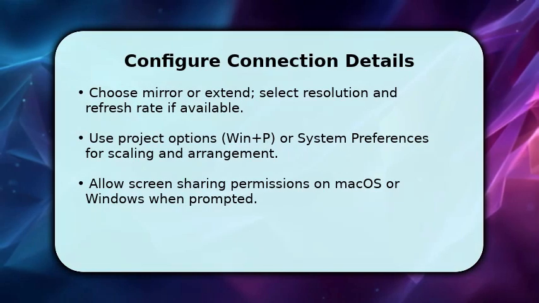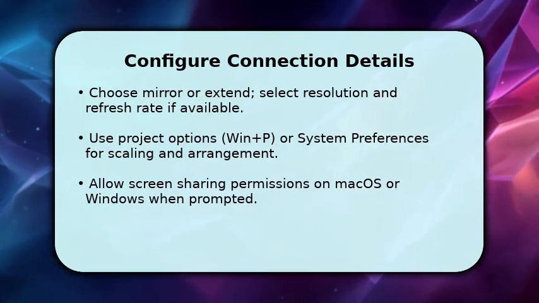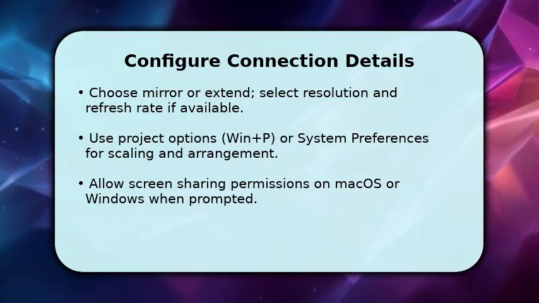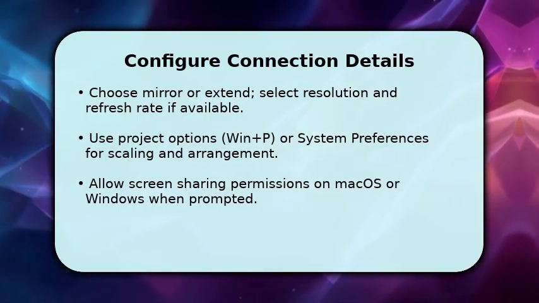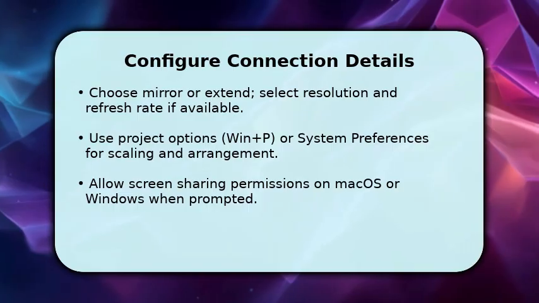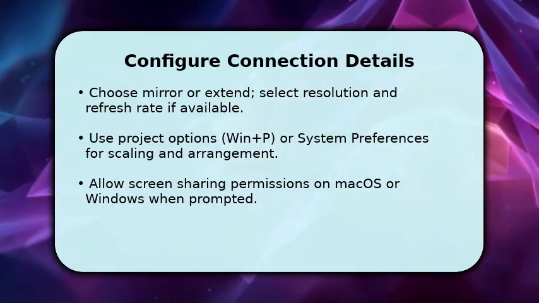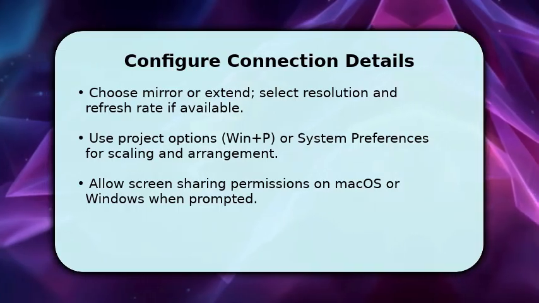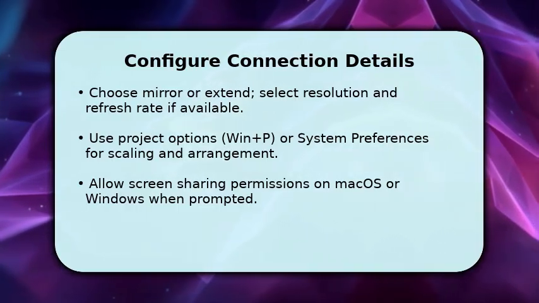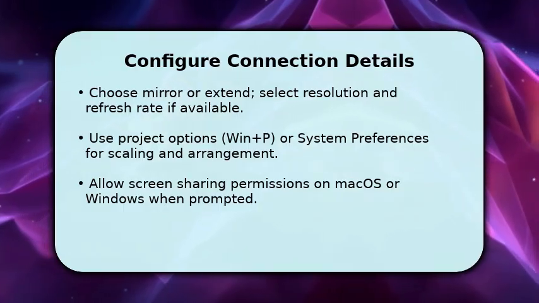Now focus on how you want content delivered. Choose Mirror to duplicate the laptop screen or Extend to use the external display as a second workspace. Use Project options, Win+P on Windows, or Mac OS Displays preferences to adjust scaling, resolution, and arrangement so text and UI aren't cut off. If the target device asks for permission or a PIN, approve it to complete the handshake.